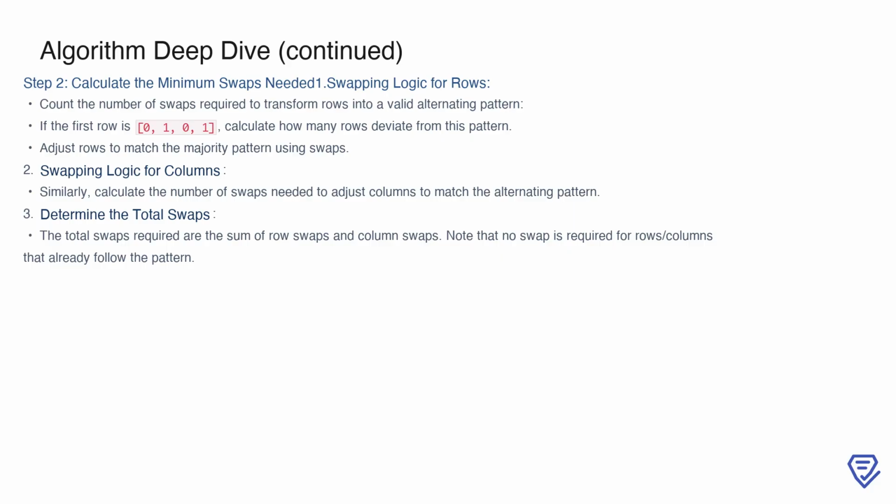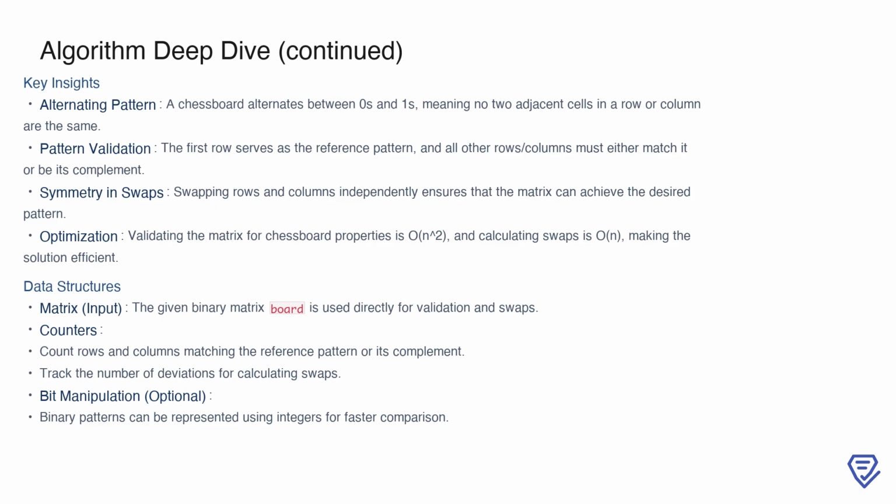This step ensures that we achieve a valid chessboard with the minimum possible transformations. Now, let's focus on some key insights that can help us understand the algorithm better. First, the core property of a chessboard is its alternating pattern of zeros and ones, ensuring no two adjacent cells in a row or column are the same.